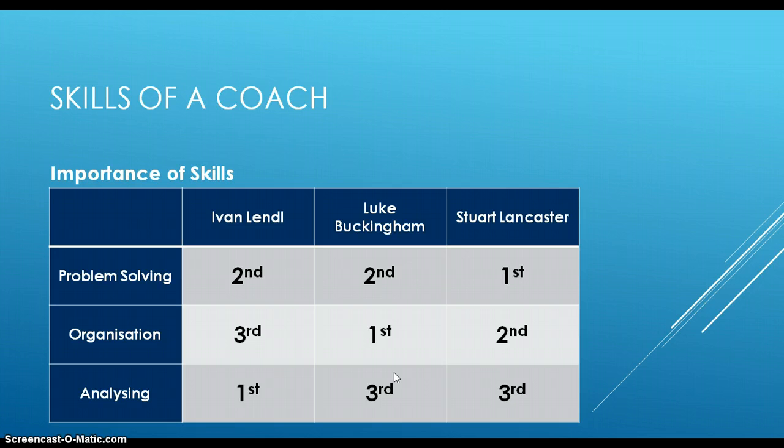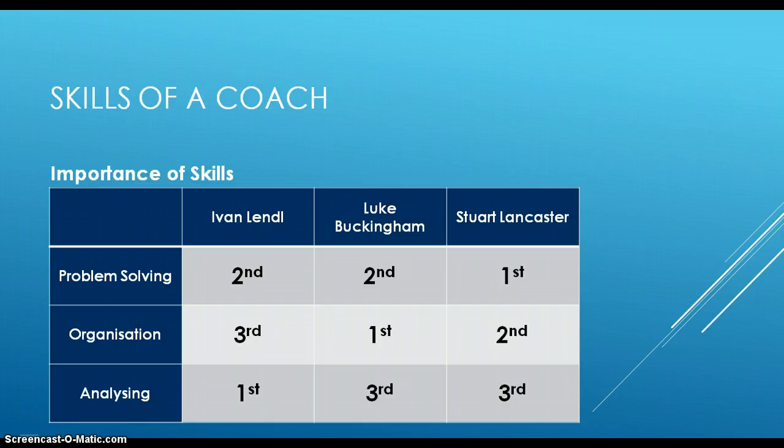A similarity I highlighted was that both Ivan and Luke had the second as for their problem solving. This is because they will still encounter problems. Ivan Lendl has problems with his athletes' technique. Luke might have problems with not being able to organise fixtures, so they'll still encounter these problems on a daily basis, weekly basis, and we need to overcome them. That's why it's still important to them.